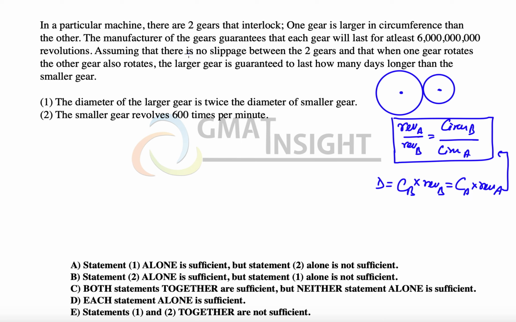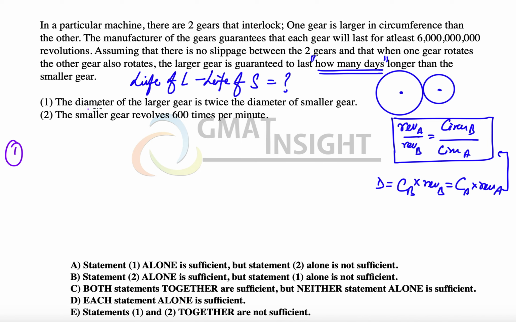Now the question says that the gear is guaranteed to last 6 billion revolutions, assuming that there is no slippage. The larger gear is guaranteed to last how many days? Now pay attention to the unit. We need the answer in the number of days. That means the life of larger gear minus the life of the smaller gear is to be calculated in days to answer the question. Now let's start reading the first statement.